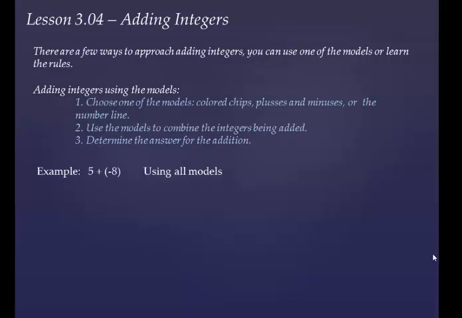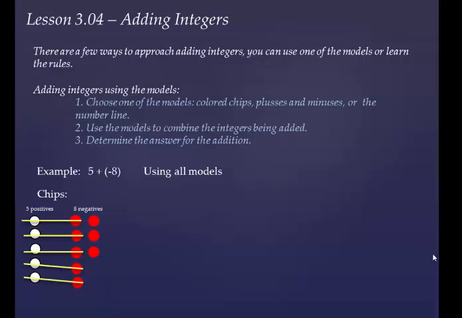We use the models to combine the integers being added, and then we determine the answer for the addition. So for example, if we wanted to add 5 plus negative 8, if we're using the colored chips, we have 5 positives and 8 negatives. 1 positive and 1 negative will cancel each other out, so I go through and I cancel each of the pairs, and I have 3 negatives left.